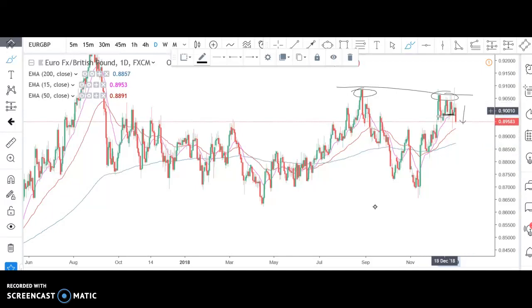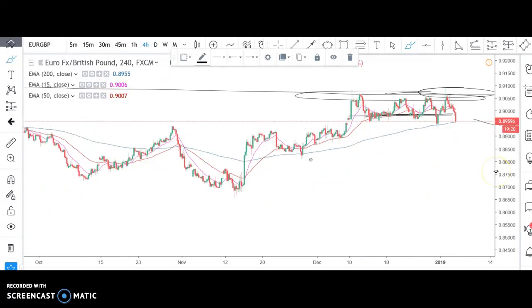So if we were to enter here, we would have likely got stopped out because we can see that there's been a spike in the market roughly around this region here. So what we want to do is zoom in on this region here, stick down to the 4-hour chart and see what happened. Okay, so we're on the 4-hour chart.